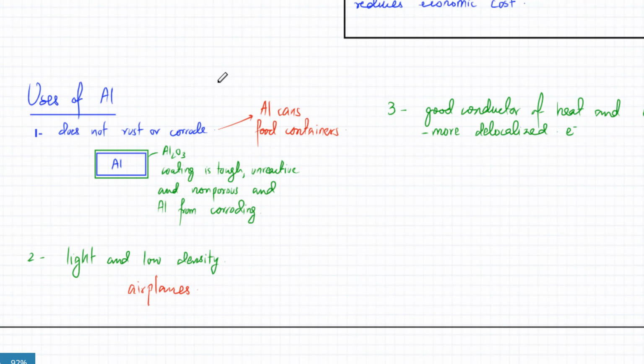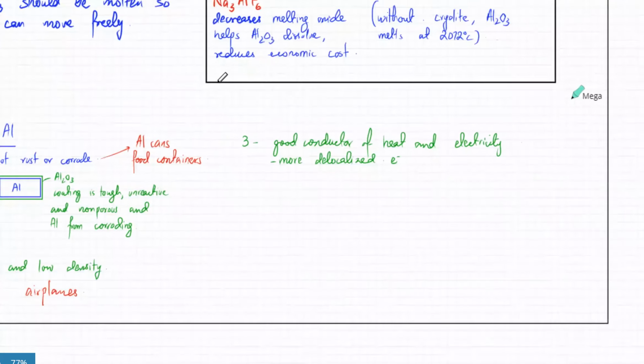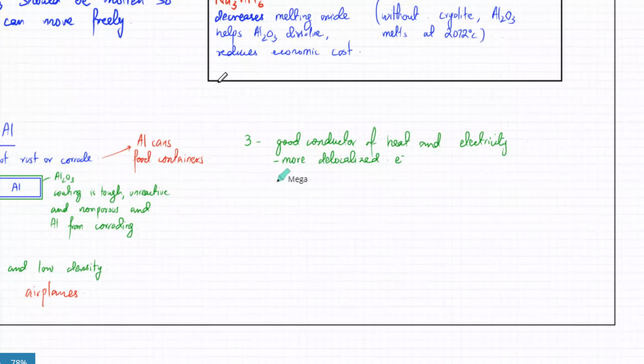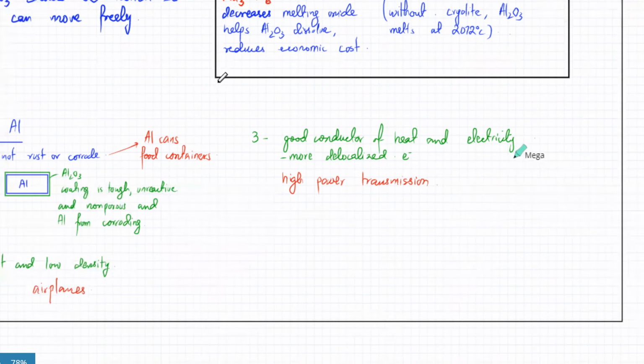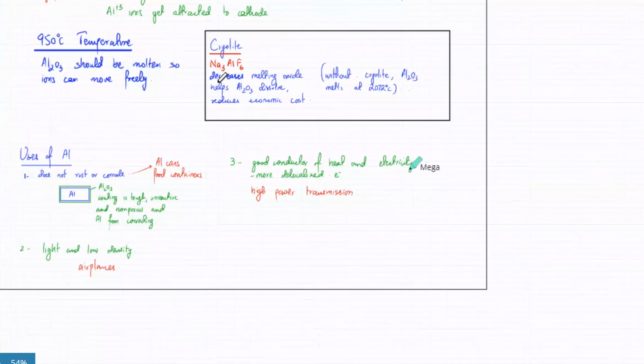And the last one is they're very good conductors of heat and electricity. So most of your overhead high power transmission cables that you see around you, not in the house but outside, are actually aluminium. They're silverish in color, and those cables are made from aluminium. So these are the 3 main uses for aluminium which you have to remember.